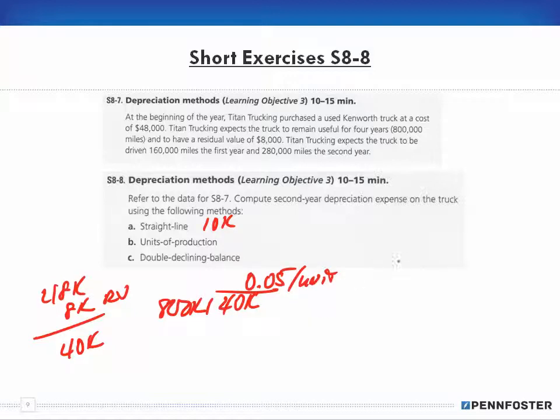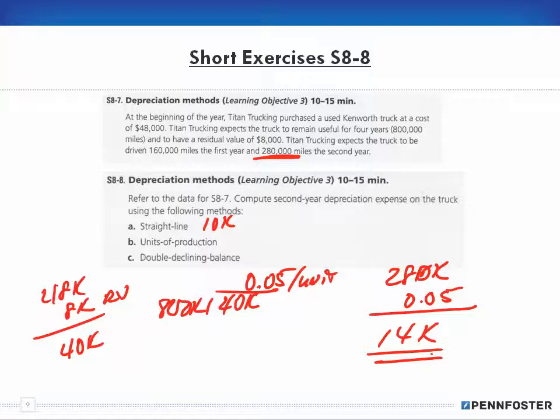But now in the second year, we're depreciating at 280,000 miles. So 280,000 times 0.05 gives us 14,000 that we're going to depreciate for the units of production for the second year.